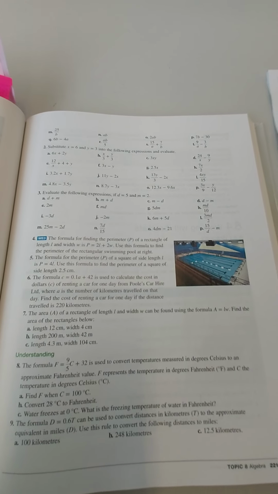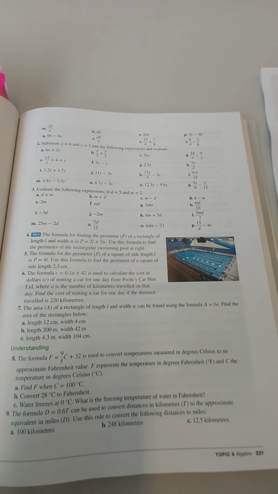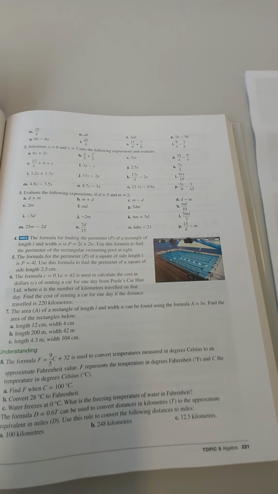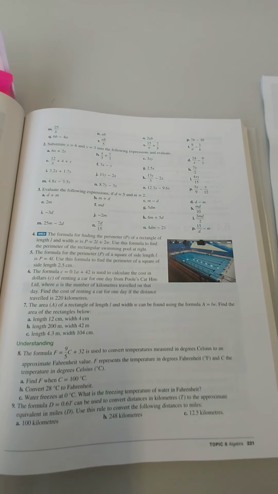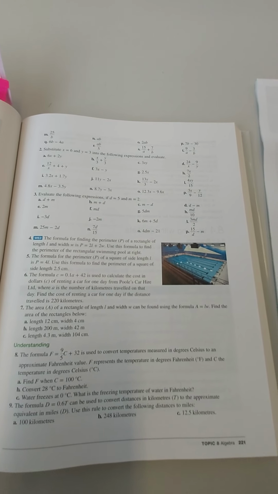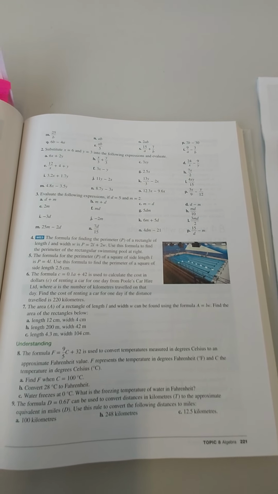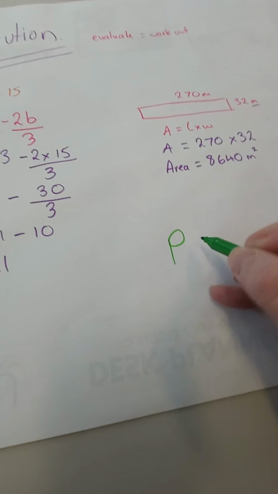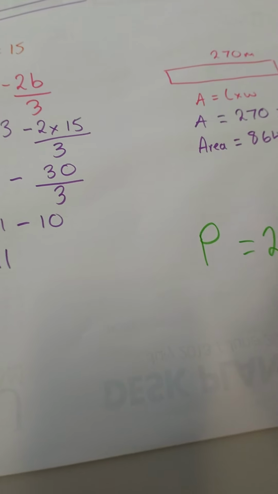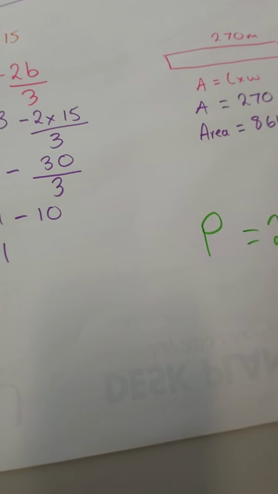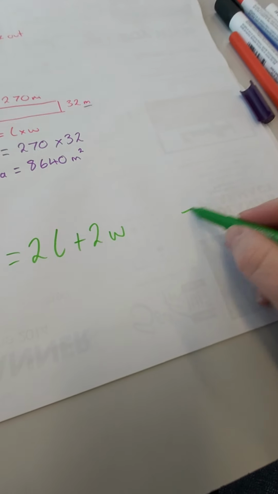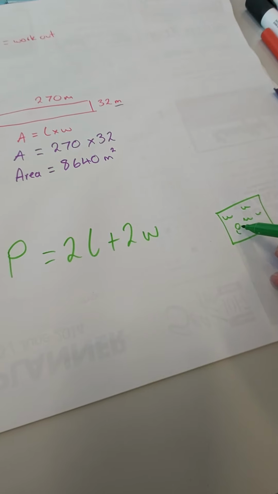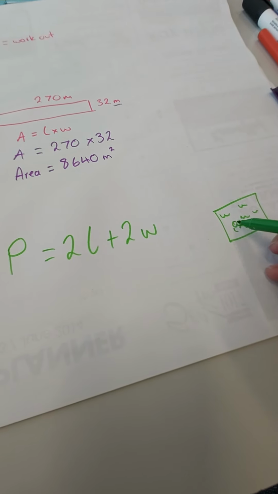The formula for finding the perimeter of a rectangle with length and width is P equals 2L plus 2W. So that's the formula we're going to be using. Use this formula to find the perimeter of the rectangular swimming pool on the right. The first thing I'm going to do is write down my formula: P equals 2L plus 2W. Now I'm going to draw in my pool. It's got some waves. And there's Rosie, he's training, swimming in the pool. He's happy.